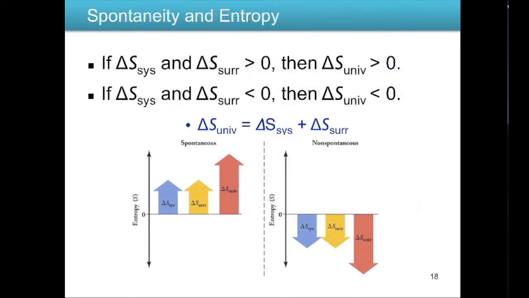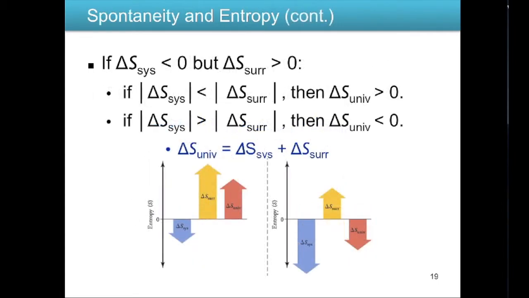So when we're looking at the second law of thermodynamics and trying to determine whether or not a reaction will be spontaneous or not, we need to know the signs and the magnitude of both the delta S of the system and the delta S of the surroundings. So if both the delta S of the system and the delta S of the surroundings are positive, then the delta S of the universe must also be positive. Now, if both the delta S of the surroundings and the delta S of the system are negative, then of course we're going to have a negative delta S of the universe. So in the case of them both being positive, we're going to have a spontaneous reaction. In the case that delta S of the system and delta S of the surroundings are both negative, then we're going to have a non-spontaneous process.